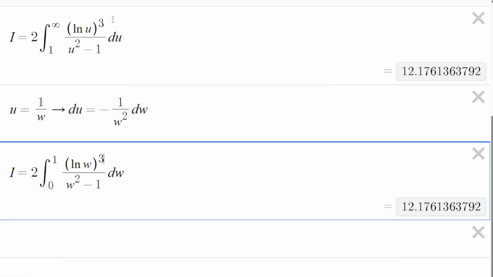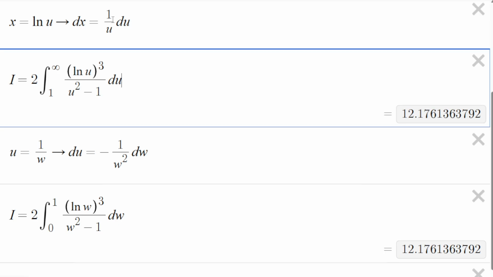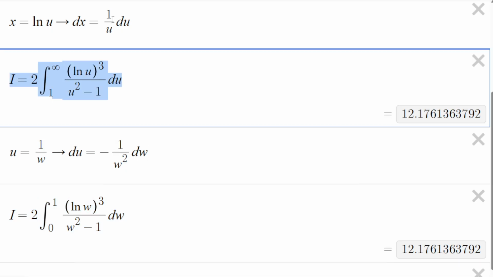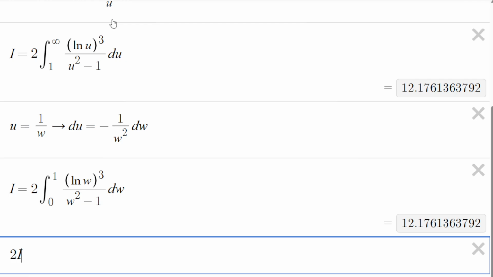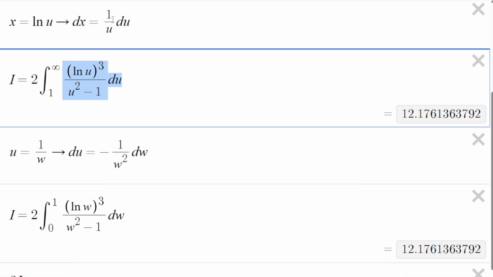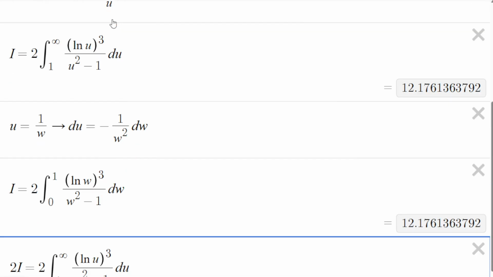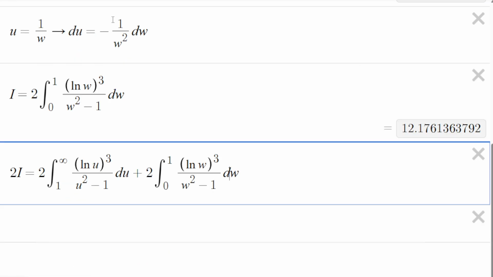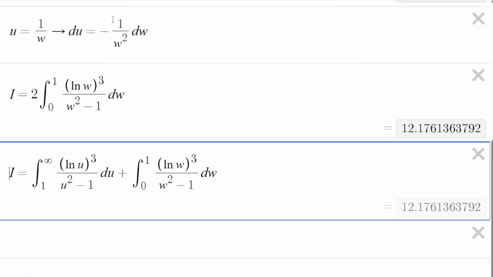All right, so now let's look. We have I is equal to this, and I is equal to this. So we have I here and I here. Well, that means that 2I is equal to this plus this. Dividing both sides by 2, we get this. I is equal to this. Now we can combine these two. One goes from 1 to infinity, and the other goes from 0 to 1.